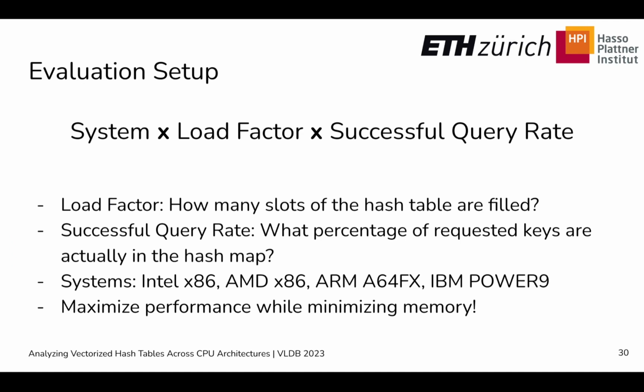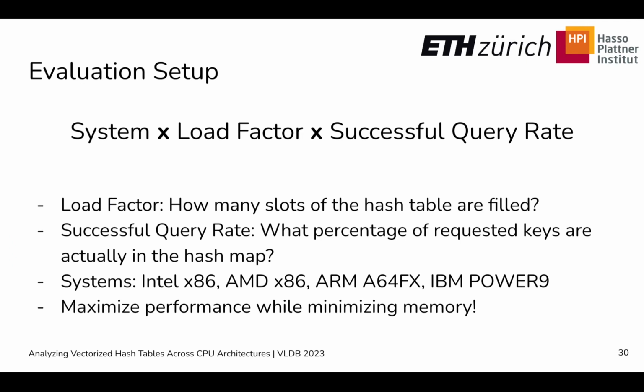And now we need to evaluate the hash maps. And basically, we always have to consider at least a three-dimensional problem. We have a system, so which CPU are we using or which server are we using? And as you can see here, we have two x86 servers, Intel and AMD. We have an ARM server and we have a Power server.